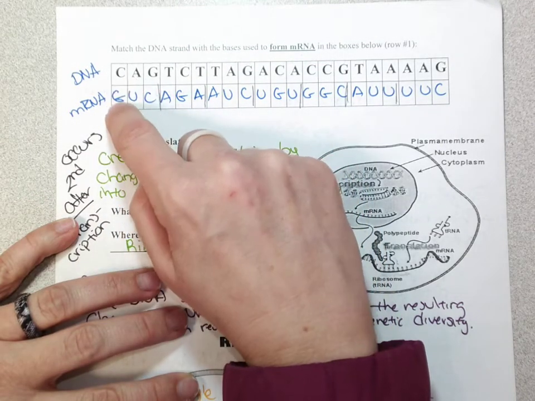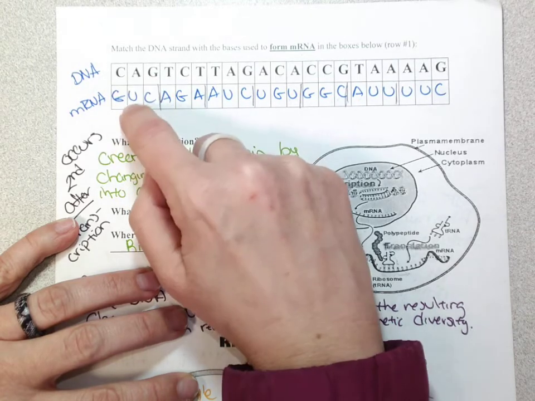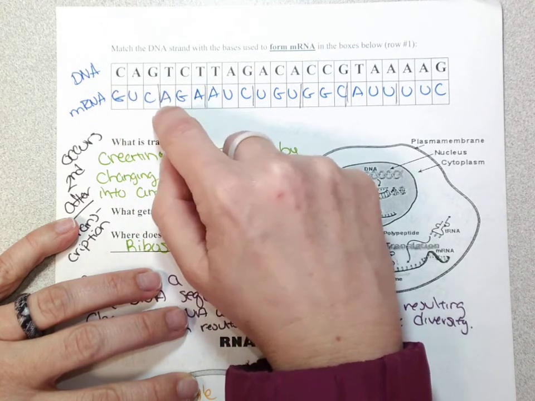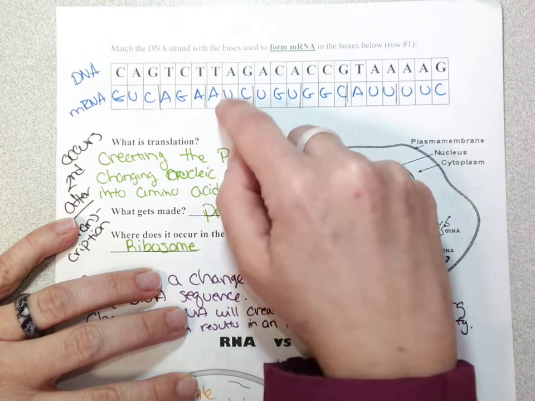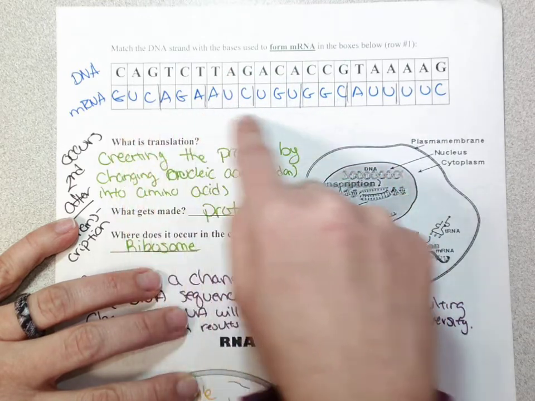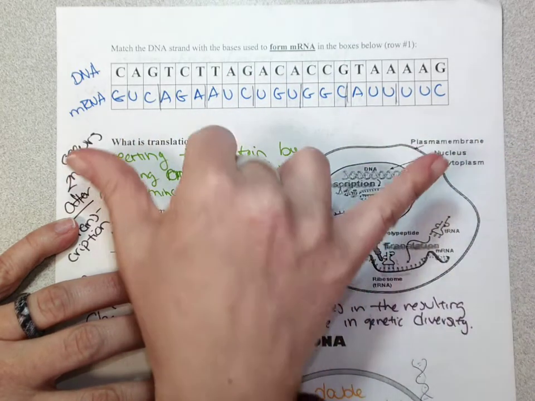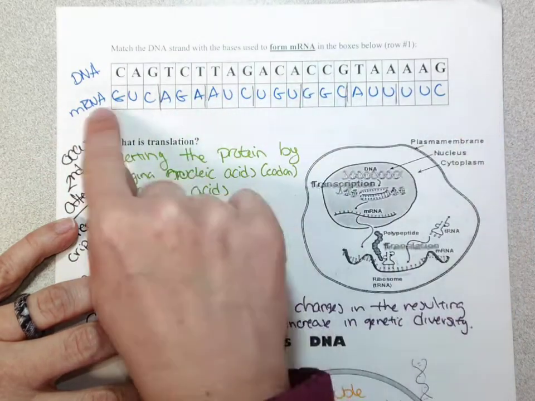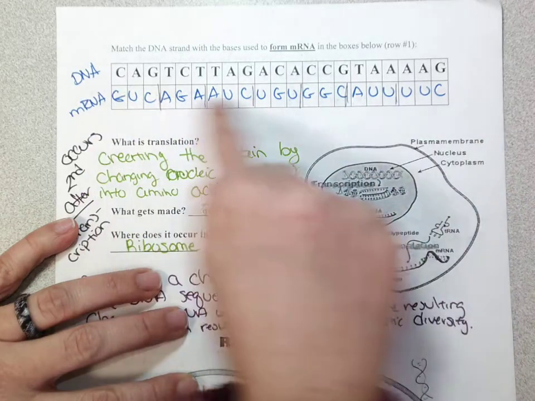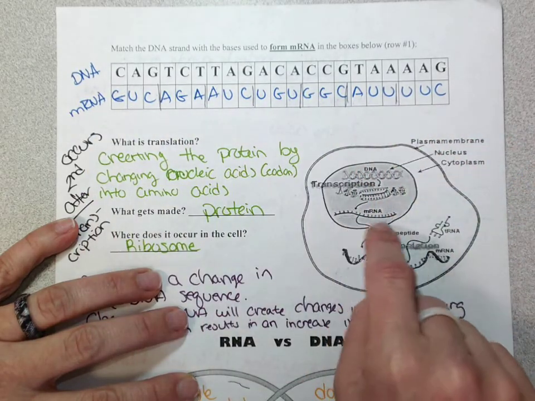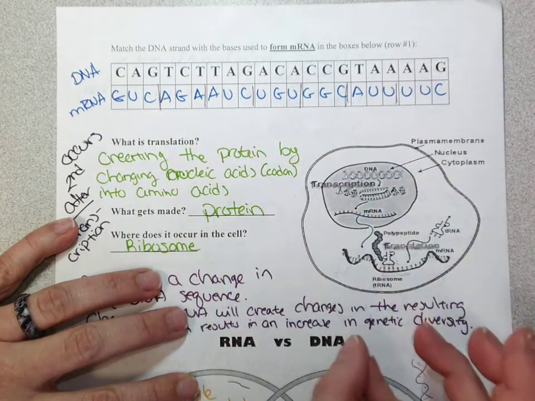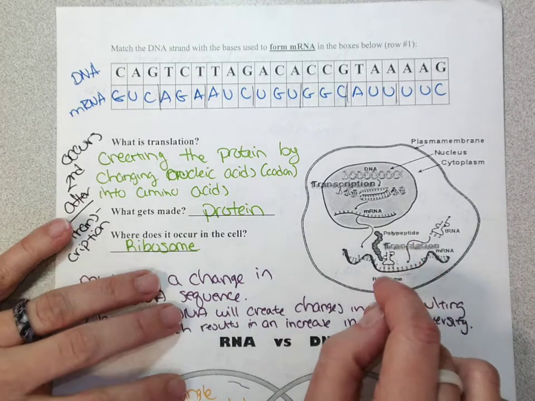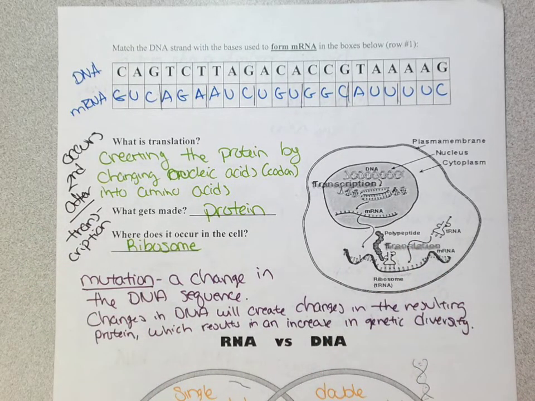So C still goes to G, but A's go to U's. T's still go to A's, but anytime I have an A, it should go to U. And I'm just going to practice writing that down because now this is my messenger RNA. It's short, it's just a length of one gene, and it's just a single strand. It's that small little portion now that can physically leave the nucleus that I can now functionally use at the ribosome to make that protein.